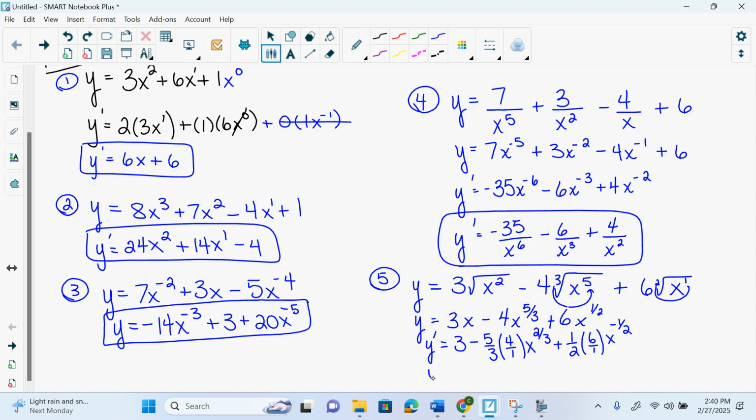So we get y prime equals 3 minus 20 over 3 times the cube root of x squared, proving a point. And this would be 6 over 2, so plus 3 over root x. Because you'd move x to the half to the denominator, right? You'd move your x to the half to the denominator, and then it would be root x.